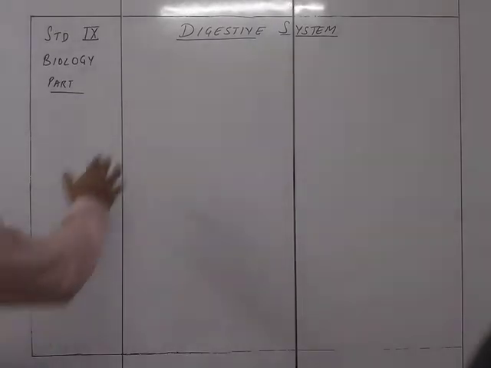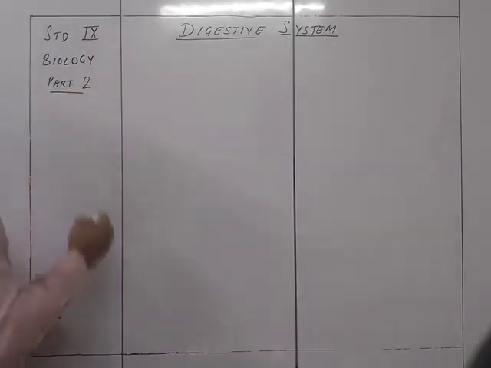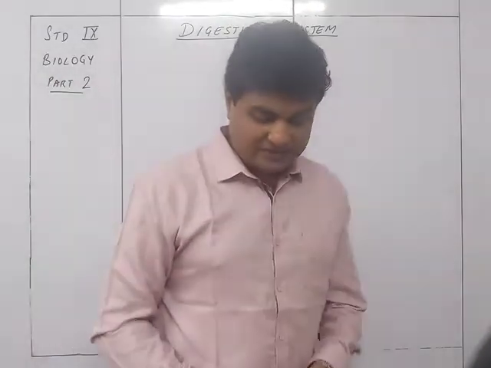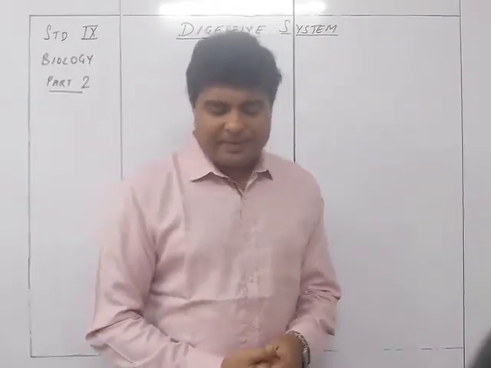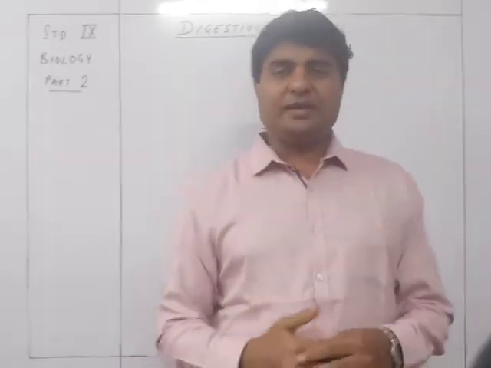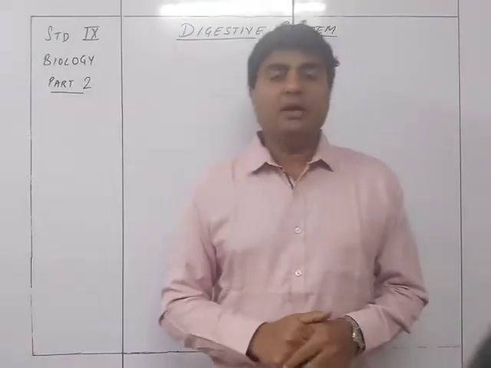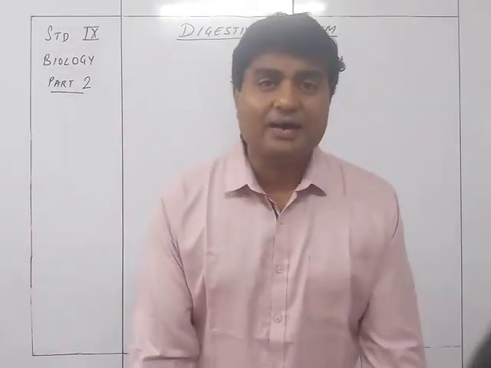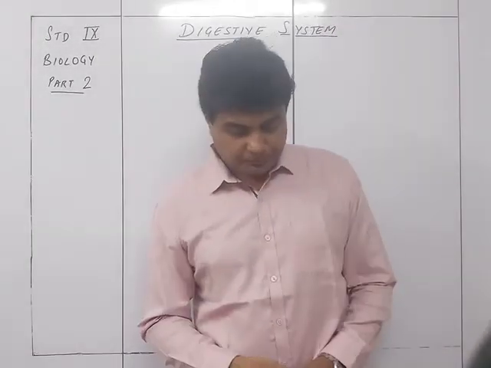So we continue with the digestive system and we are going to continue with the salivary glands. The saliva is secreted by three pairs of salivary glands. So we understood that the mouth has got the salivary glands, and these salivary glands are three. There are three salivary glands present in the mouth.